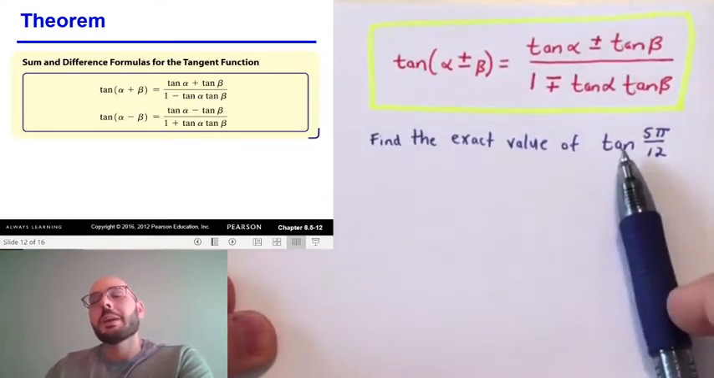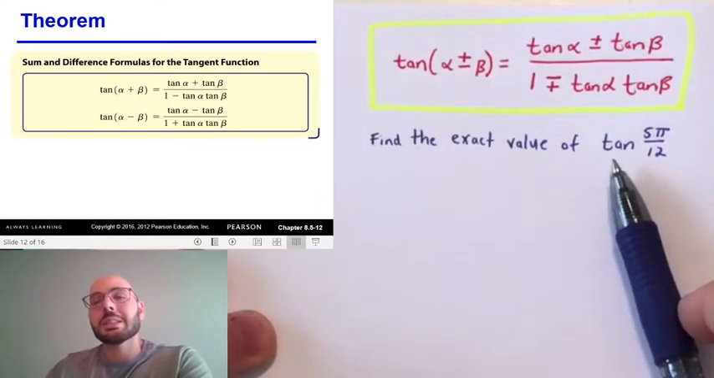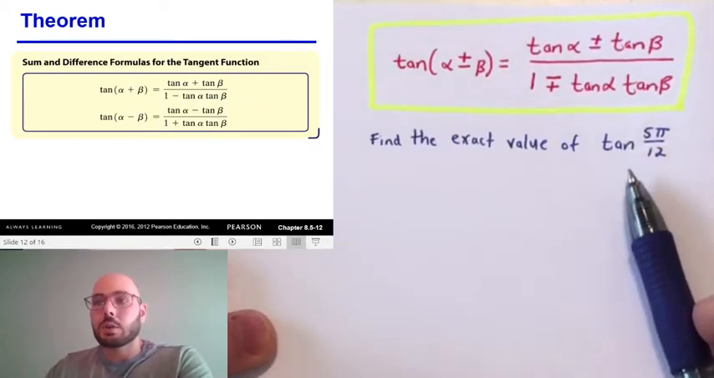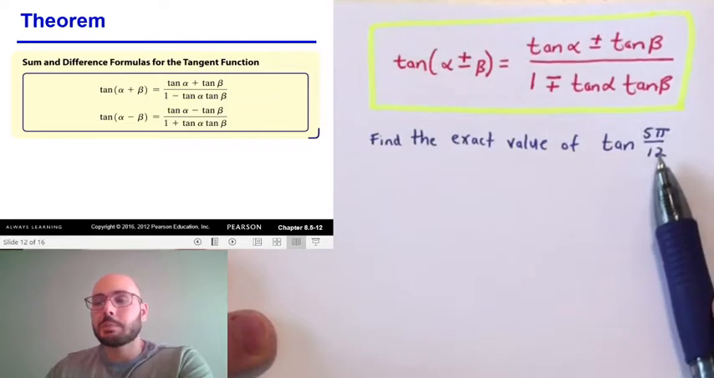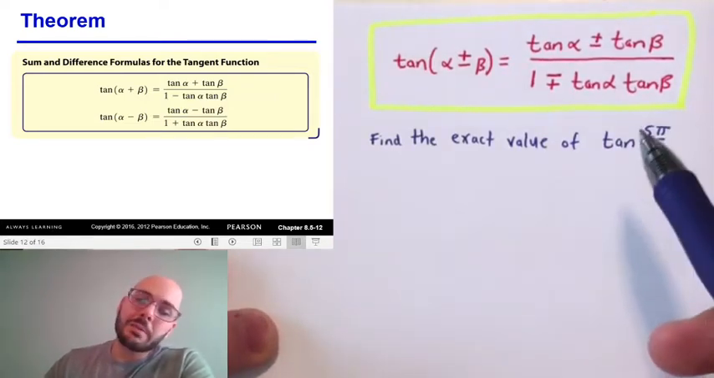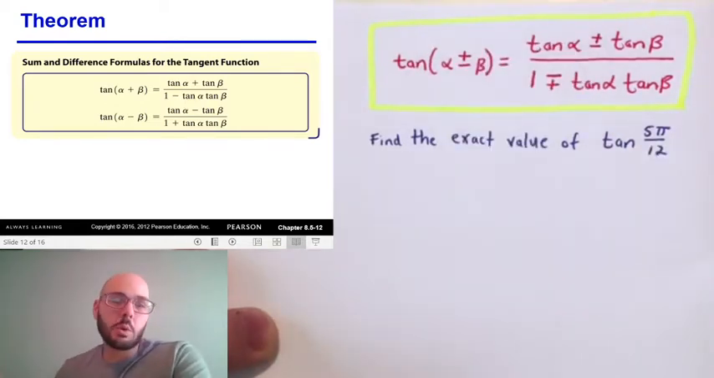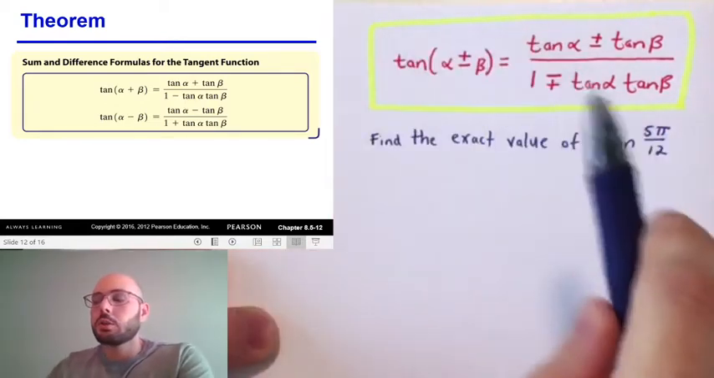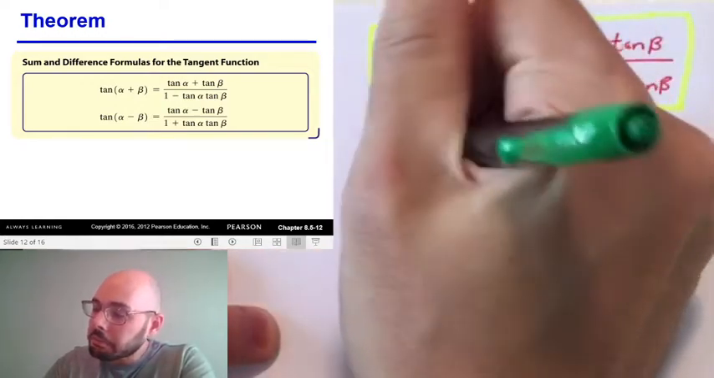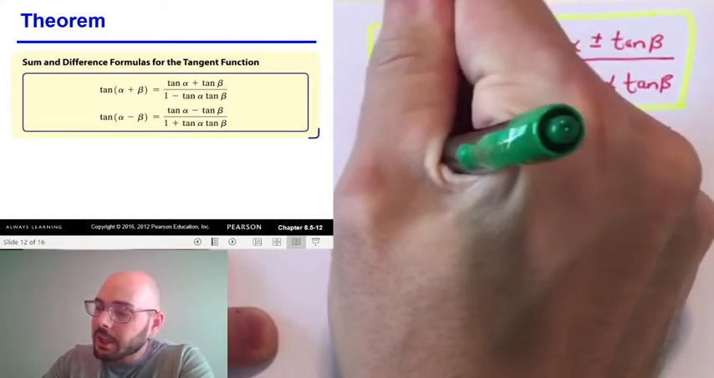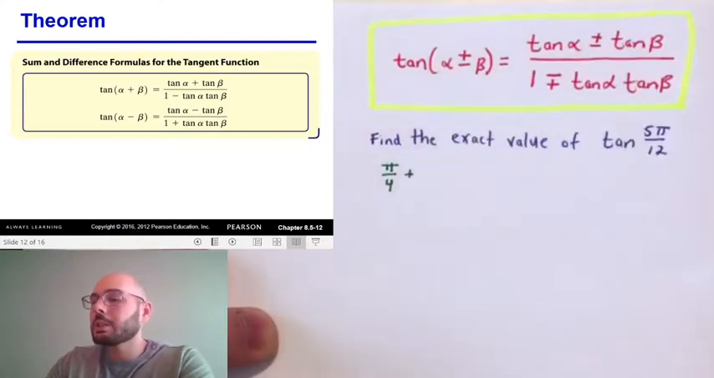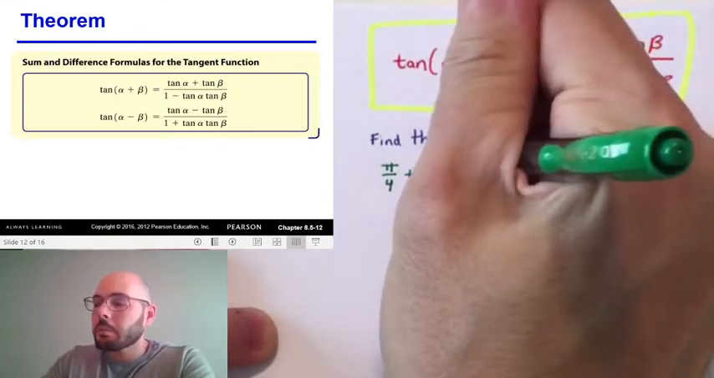So the first problem asks us to find the exact value of tangent of 5 pi over 12. So that's another radian angle, one that we don't recognize because we're not used to these pi over 12 angles. So it's likely that we can get 5 pi over 12 maybe by adding or subtracting, but I'm going to try adding two angles that we do know. So let me just start by kind of guessing again like we did in the previous section. Maybe I'll do pi over 4, which is 45 degrees, plus pi over 6.